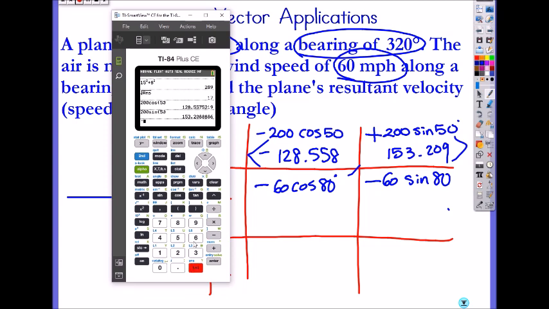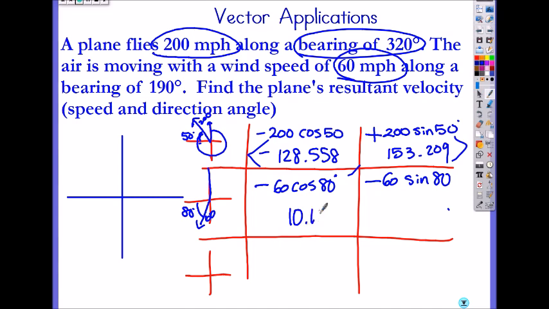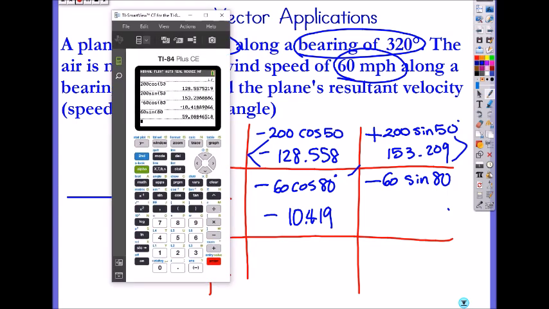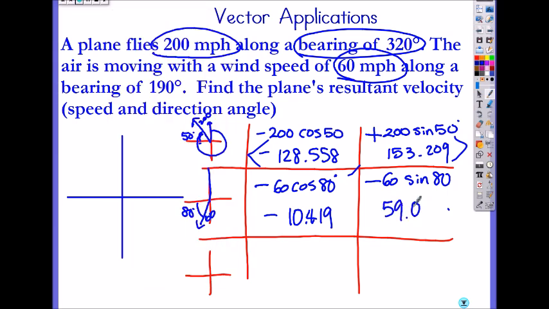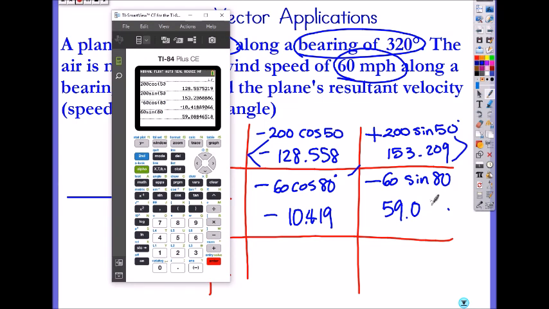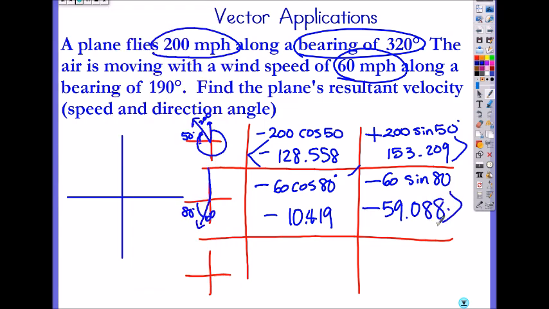So then you get negative 60 cosine of 80 and 60 sine of 80. And I know I have to add negative even though I didn't put it. So it's 10.419 negative, and I have 59.088, which must be negative. So that's the component form of the wind vector. I resolved the vectors. That's what it means to resolve. You have to find x and y components.